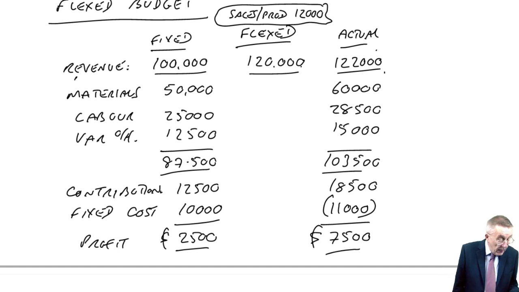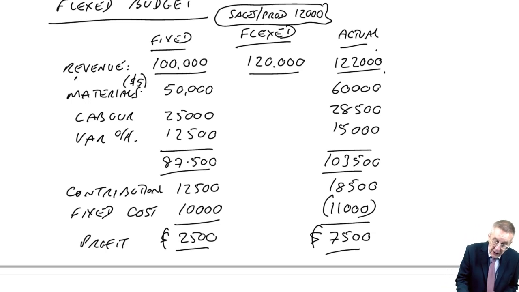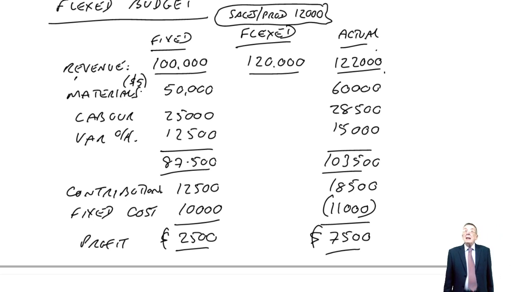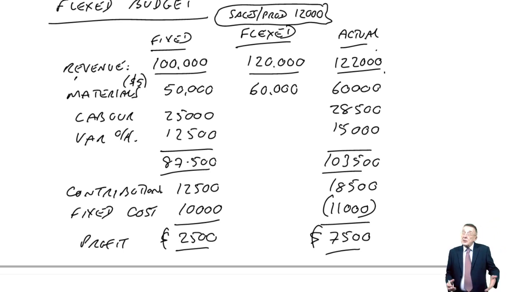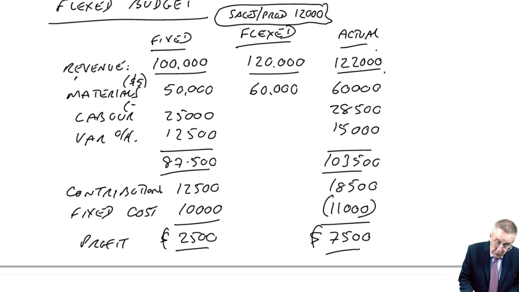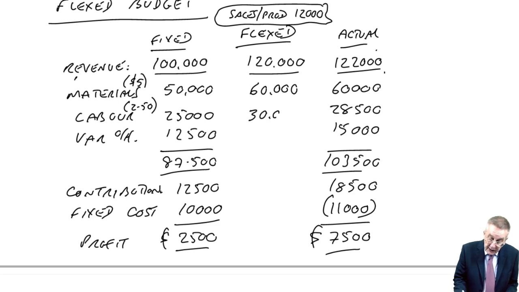What about materials? We budgeted on 50,000 for 10,000 units, if you remember. So we thought it would be $5 a unit. Well, let's redo it. At $5 a unit, for our actual production of 12,000, how much should we have spent? 60,000. Labour. We budgeted 25,000, which on 10,000 units is $2.50 a unit. For the actual production of 12,000 units, what should we have spent? 30,000.